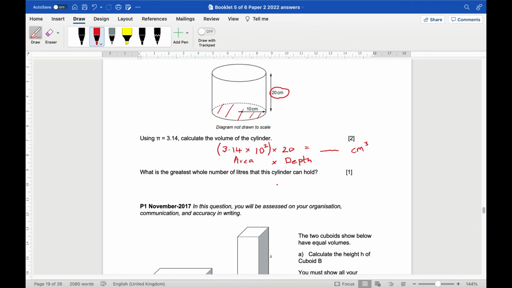Well, let me actually work this out for you. The answer was 6,280, if you put that in your calculator. If you divide that by 1,000, which takes it into litres, it's 6.28 litres. So the biggest amount of whole number of litres that it can hold is 6 litres.